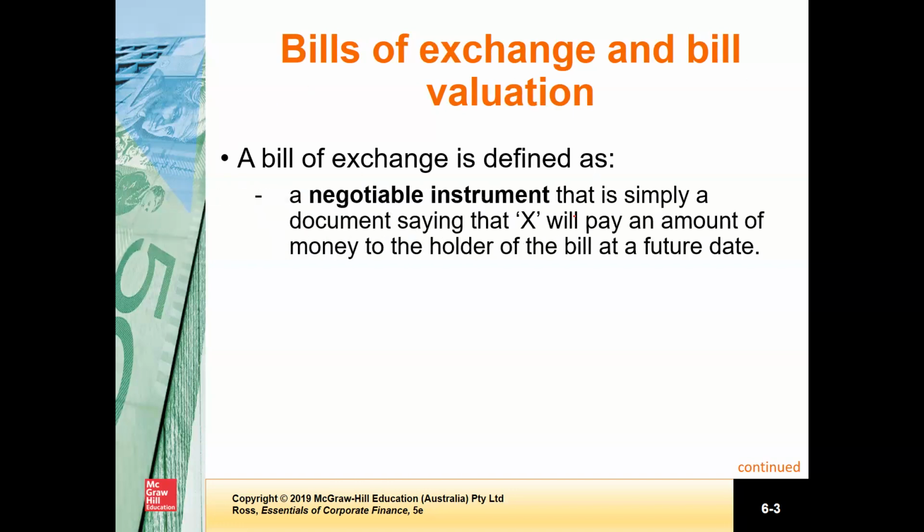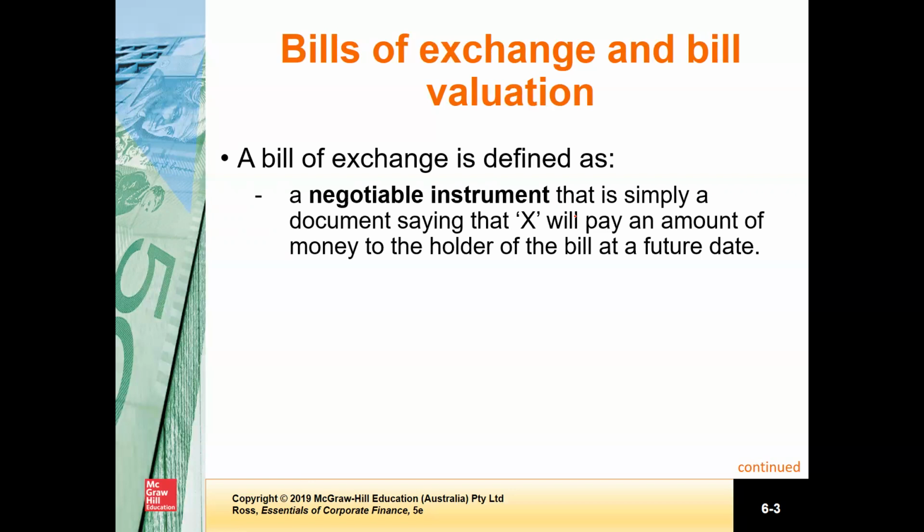So a bill of exchange is a negotiable instrument that is simply a document that says X will pay an amount of money to the holder of the bill at a future date. Bills of exchange have been around for many years and are legally covered by the Bills of Exchange Act. For example, in Australia, it is covered by the Bills of Exchange Act 1909, and in New Zealand, the Bills of Exchange Act 1908.